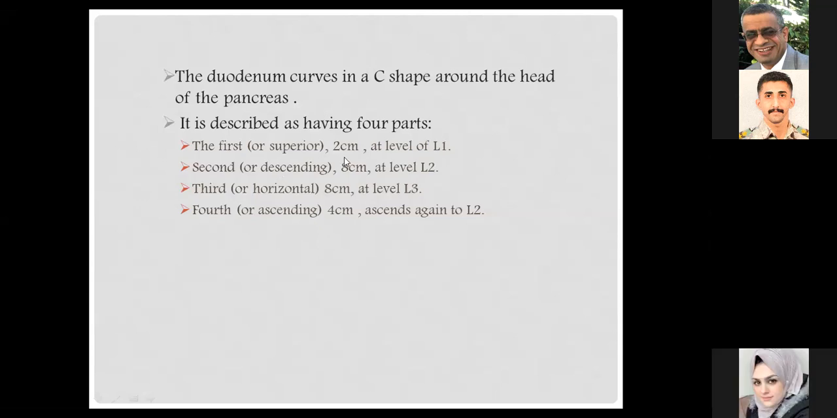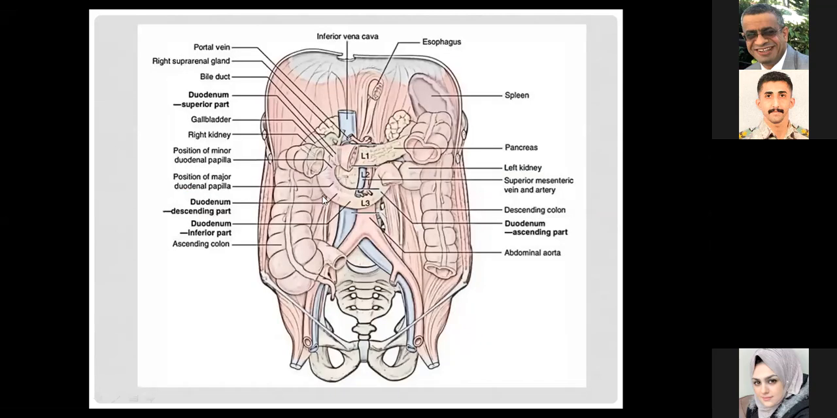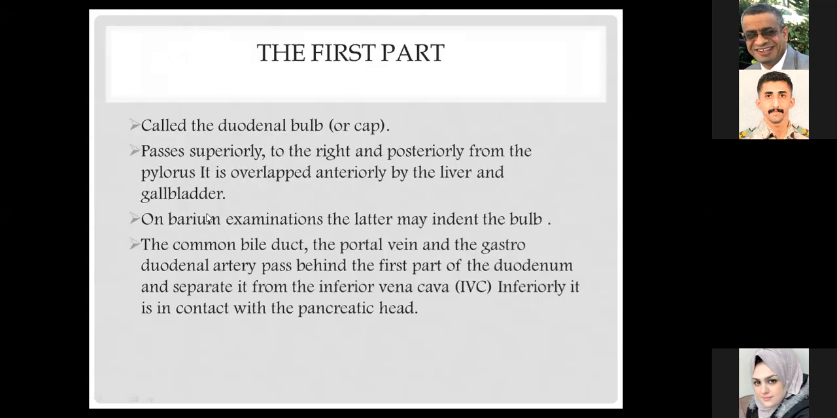Here we have a picture of the first part, the second or descending, the third or transverse part, and the fourth part or the ascending part. On barium examination, the gallbladder may indent the bulb.